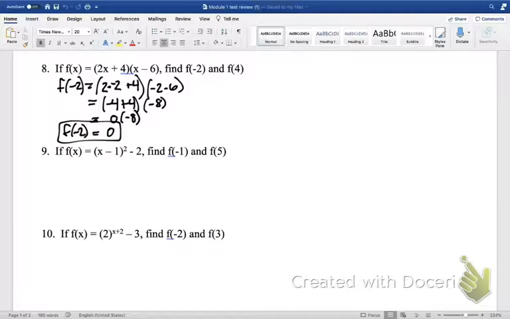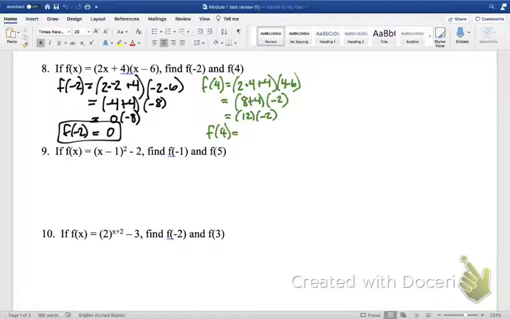When x is equal to 4, we need to try to find f of 4. So, same process. 2 times 4 plus 4, 4 minus 6. So 8 plus 4, and 4 minus 6 is negative 2. F of 4 would end up being negative 24.